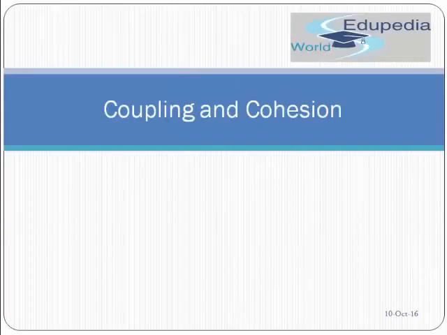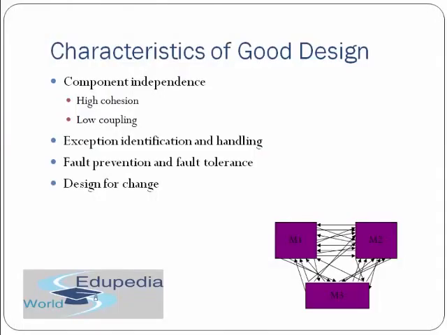In this tutorial, we'll be learning about coupling and cohesion. Basically, what are the characteristics of good design? The characteristics are component independence, that includes high cohesion and low coupling. What are they? We'll cover shortly.